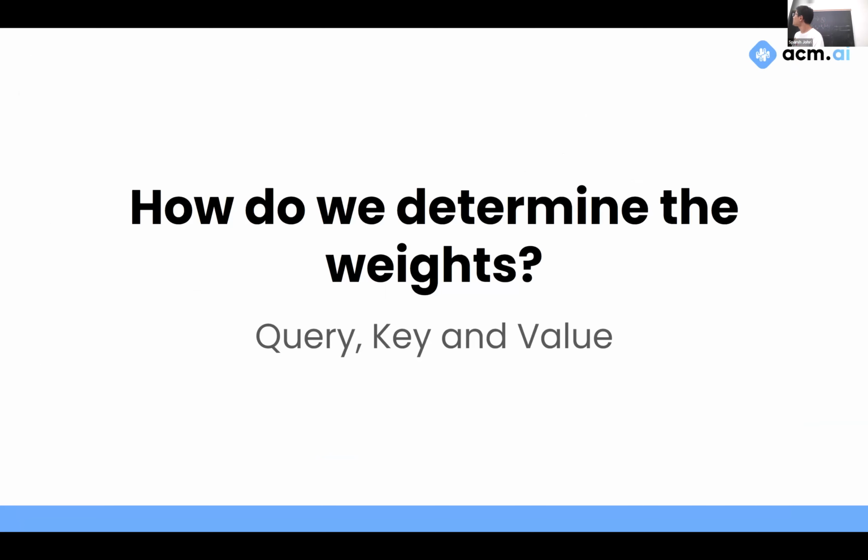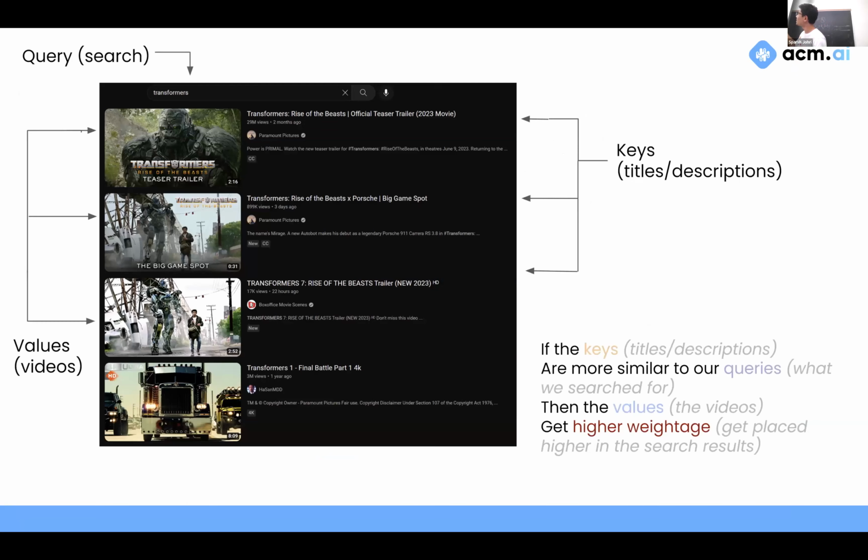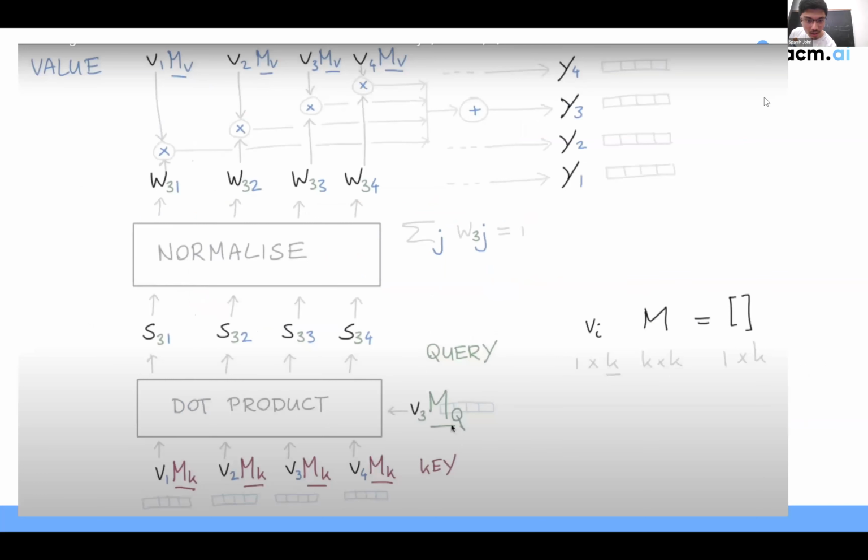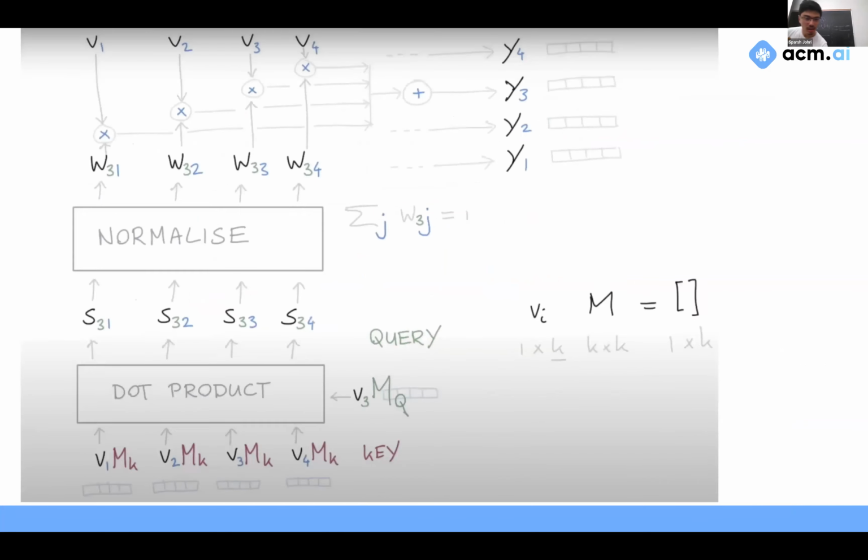So think of this idea of query, key, and value. We have a query, like you're searching for something. Let's say we look up transformers. Our keys will be the actual titles, and our values will be the videos we're looking for, right? If we go back here, we're looking at the word river on the river bank. That's the query. We're querying river. This is the word we're looking at.